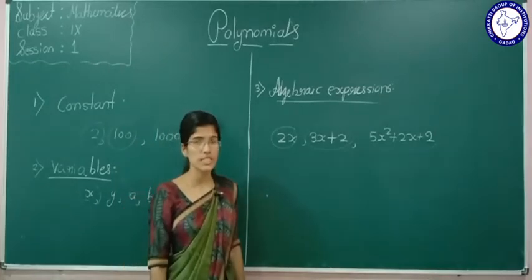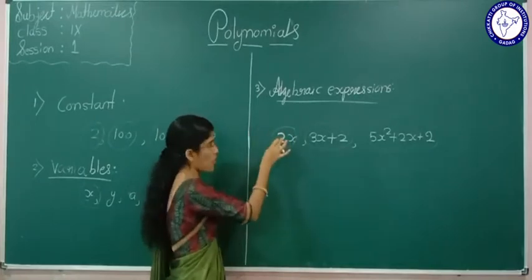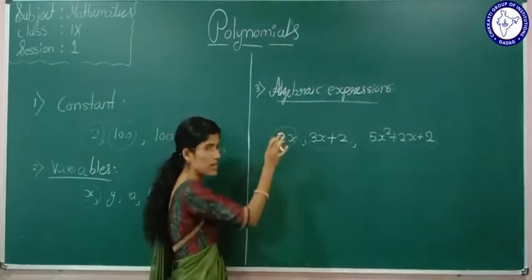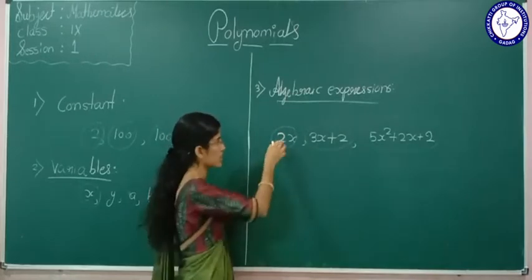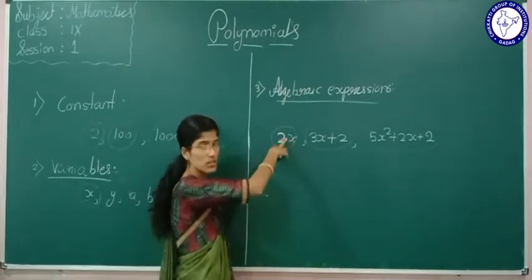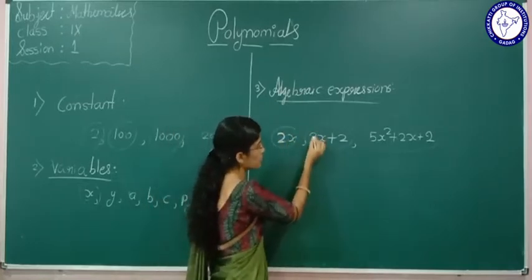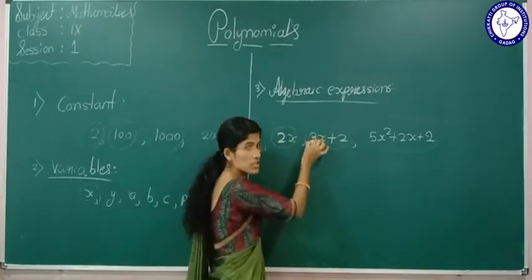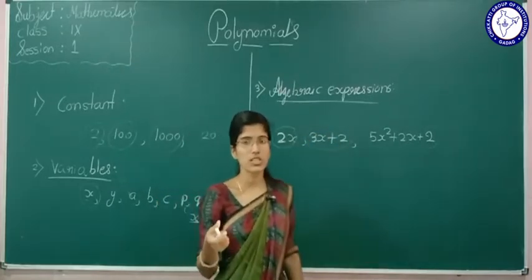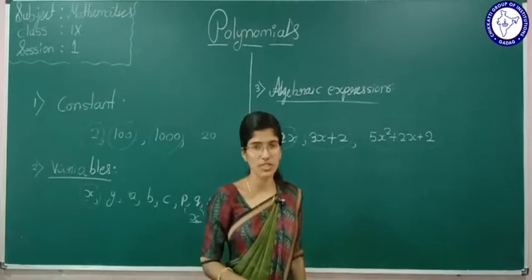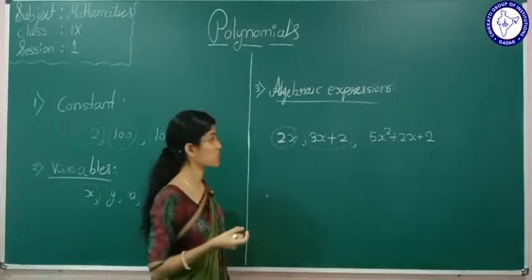An algebraic expression is nothing but a combination of constants and variables, connected by some operations. Here multiplication is the operation. So what is an algebraic expression? A combination of a constant and a variable, and some operations called addition, subtraction, multiplication, division. Those expressions are nothing but algebraic expressions.